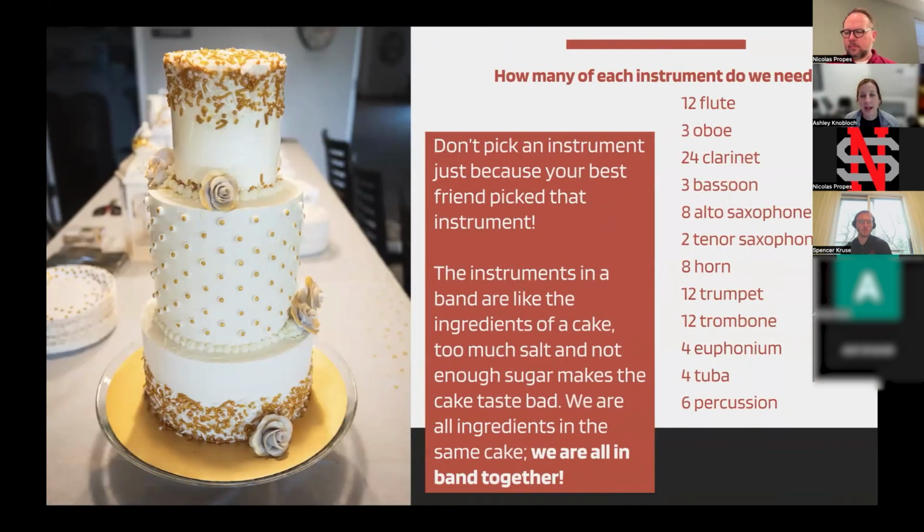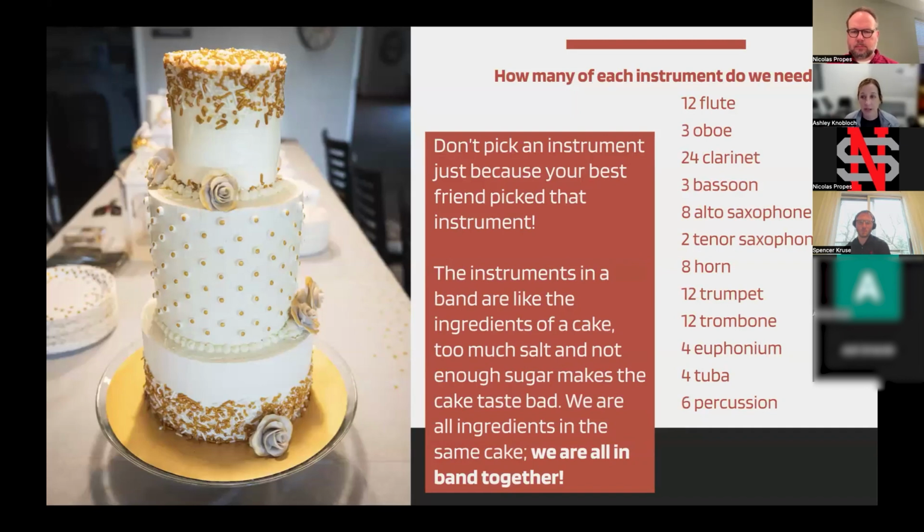And then, as far as choosing instruments and what instruments we need in band, we often talk about how the band instruments are like the ingredients of a cake. You want those ingredients to be well balanced. If you have too much salt, not enough sugar, the cake will taste bad. But the important thing is that we're all in band together. So even if you play trumpet and your best friend plays flute, you're still in that same band. It doesn't really matter what instrument you're playing because we're all in it together.